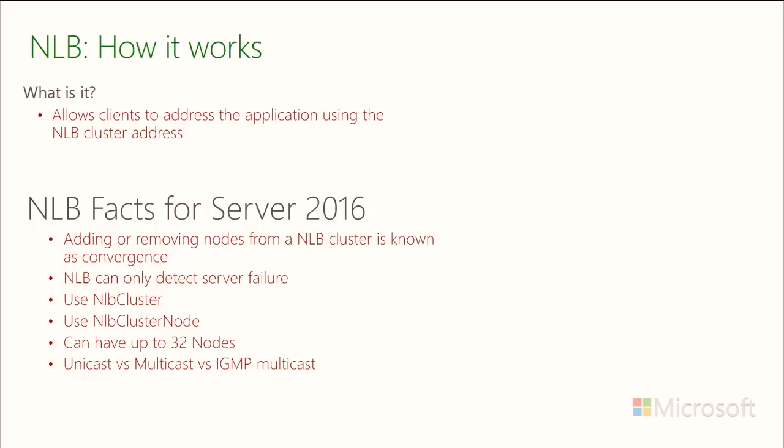So facts for the Server 2016. That's just a vocabulary one, the first one. When you add or remove a node from an NLB, it's actually just known as convergence. We actually mentioned convergence a couple of minutes ago. And then NLB can only detect the server failure, not an application failure, but a server failure. And then a couple of other facts there. It can have up to 32 nodes, and Alfred was just talking about unicast, again, versus multicast traffic.